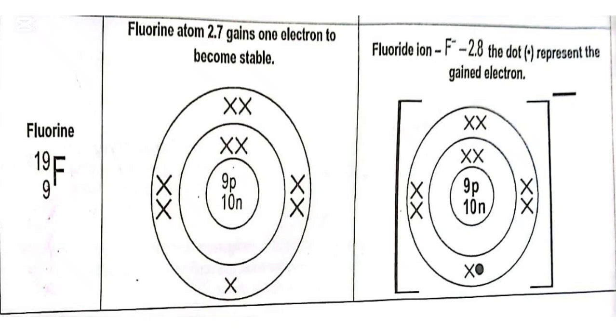Therefore, fluorine attains a stability of 2, 8 by gaining an extra electron as shown. The extra electron is shown as a dot to differentiate it from the other electrons, which are in the form of a cross. Therefore, the fluoride ion will have 1 extra electron, which will be F negative. It will have a negative charge. In the diagram, you put the box brackets again and the negative charge is shown up there as a superscript after the box bracket.